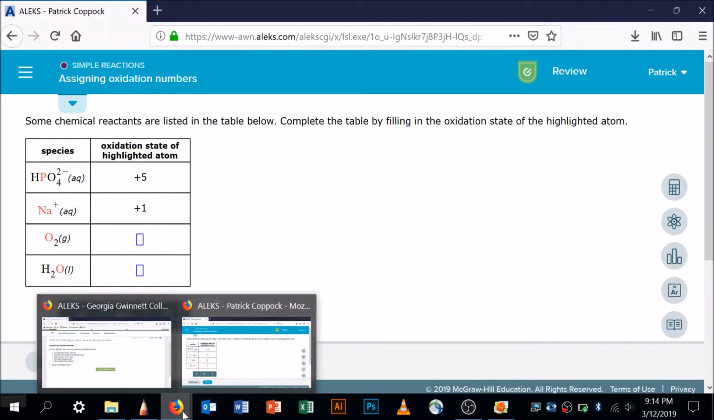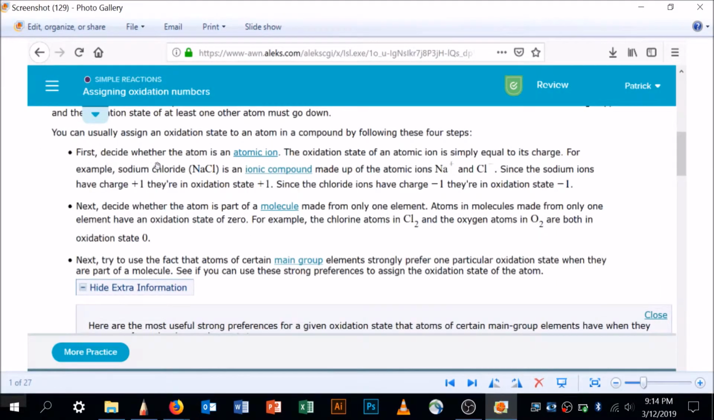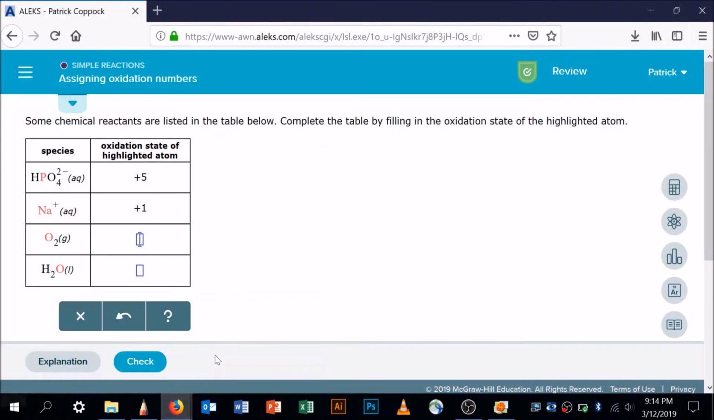Now let's go on to this one, O2. Now first decide whether it's an atomic ion. It's not. O2 is not ionic, right? There was no charge. The oxidation state of atomic ion is simply equal to, well, it doesn't matter because it's not that. Next, decide whether the atom is part of a molecule made from only one element. Like Cl2 and O2 are both oxidation state of 0. Oh, this is O2, right? But can you see how that is a molecule made from only one element? It's a molecule made from only one element. It's just oxygen. So its oxidation state must be 0.